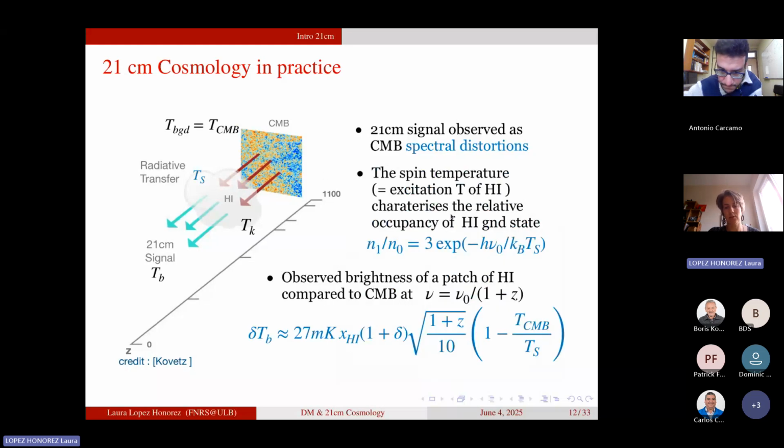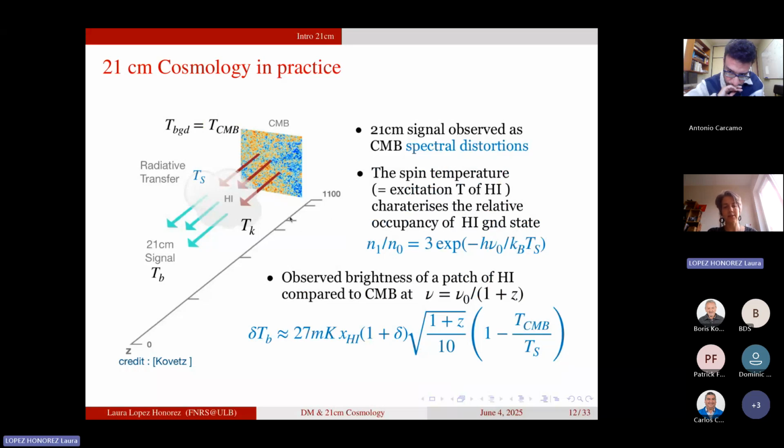This signal is actually going to be characterized by a bunch of temperatures. The temperature of the source, which is the CMB in our case. The so-called spin temperature that is going to characterize the relative occupancy of the two ground state energy levels of neutral hydrogen, so spin temperature here.